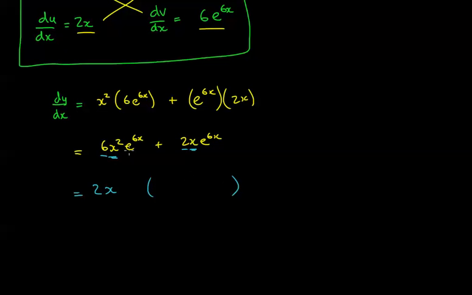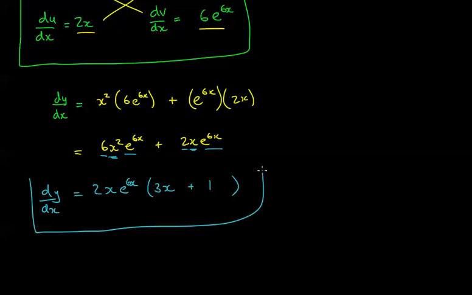Let me put a bracket in. We have an e to the power of 6x and e to the power of 6x, so that can come out. So what does that leave us? Well, to get a 6 here I need a 3, and to get an x squared I need an x. So when I multiply that, I get 6x squared e to the power of 6x. And what do I need here? I just need a 1, because when I multiply that, I get this. So there you go, just a nice, neatened version of it, cleaned up: 2x e to the power of 6x times bracket 3x plus 1.